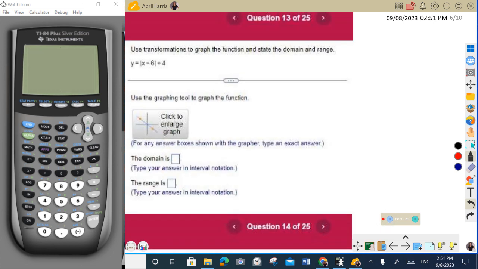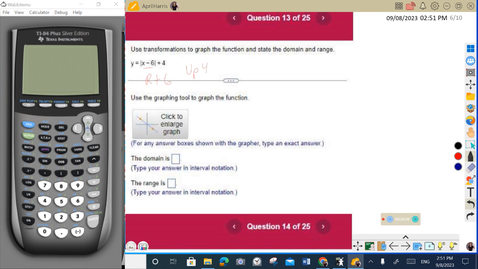All right, 13 wants you to use transformations to graph the function and state the domain and range. Well, we can use transformations. Minus 6 is with x. X goes left to right. You think minus 6 would be left 6, but it's right 6. Plus 4 is a translation. It's not with x. It's outside with y. So y goes up and down. It's going to be up 4. Remember, you only do the opposite with x.